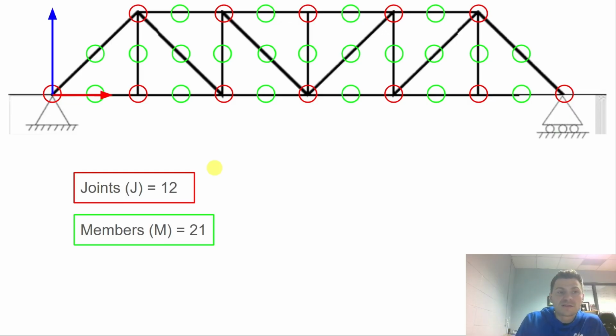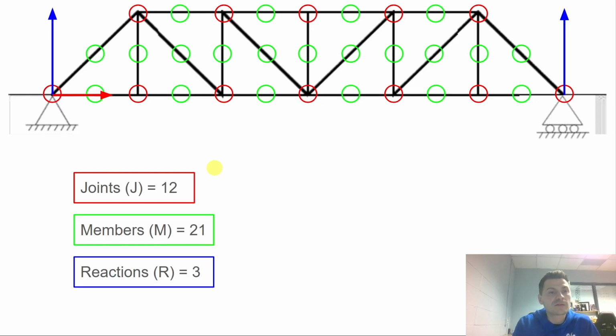Let's look at the supports. The left, like we said, is a pin support, so there's an X and a Y direction. The right is a roller support, so there's only a Y direction in this case. So there are 3 reaction forces holding this bridge up.